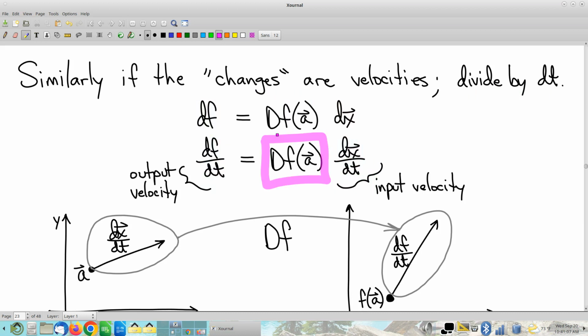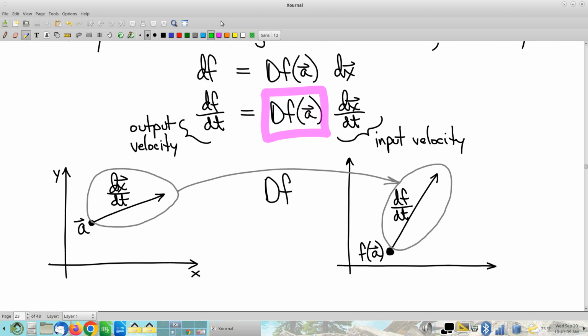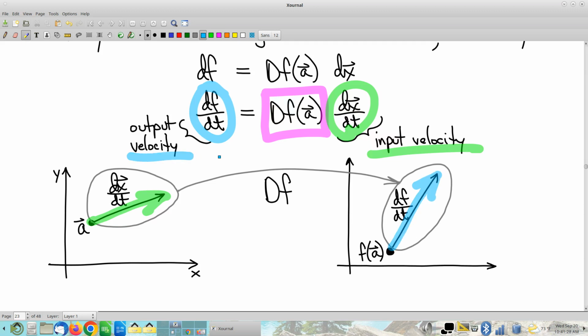the DF matrix does. The DF matrix now takes velocity, input velocity, multiplies by that input velocity, and the result then is the output velocity. So again, it's kind of an input changes to output changes thing. It's just that now what DF is doing is taking in an input rate of change and producing an output rate of change. So a little bit of a tweak on the original point of view.